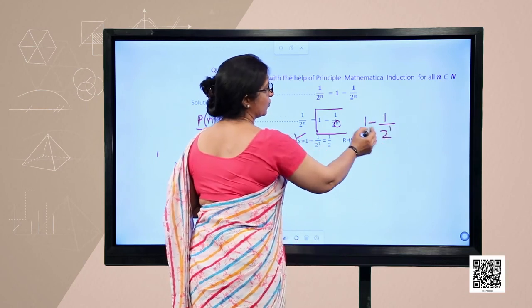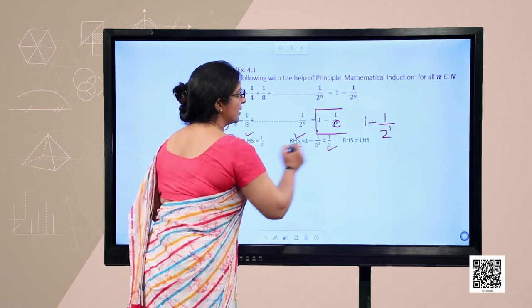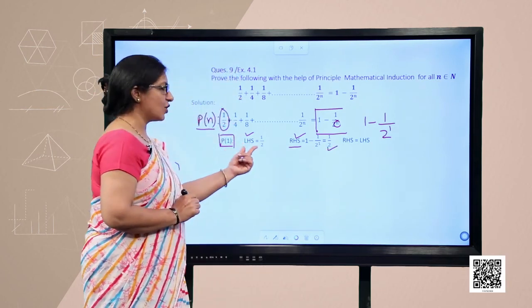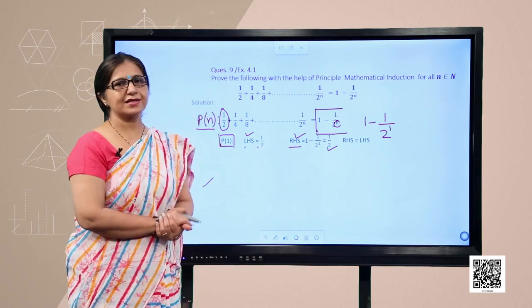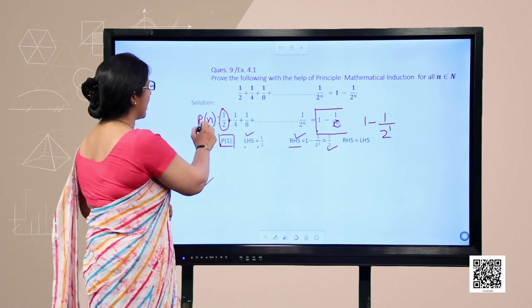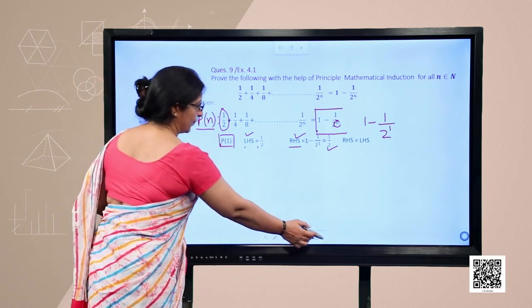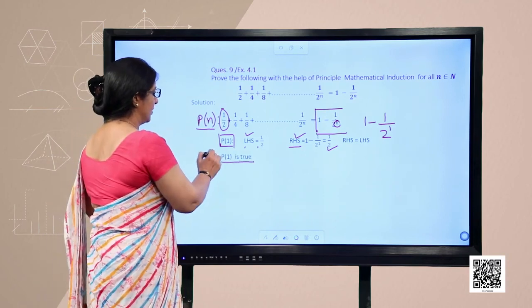So, 1 upon 2 subtracted from 1 will give us nothing but 1 by 2 only. Left hand side is also 1 by 2, right hand side is also 1 by 2. So, left hand side is equal to right hand side. Therefore, our statement P1 is true.